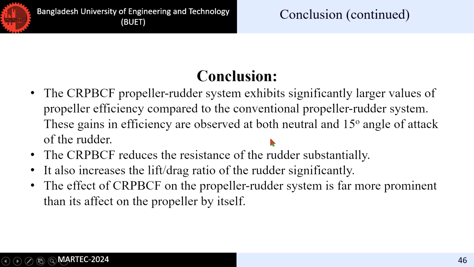The contrarotating propeller boss cap fin reduces the resistance of the rudder substantially. It also increases the lift by drag ratio of the rudder. The effect of the contrarotating propeller boss cap fin on the propeller-rudder system is far more prominent than its effect on the propeller by itself.